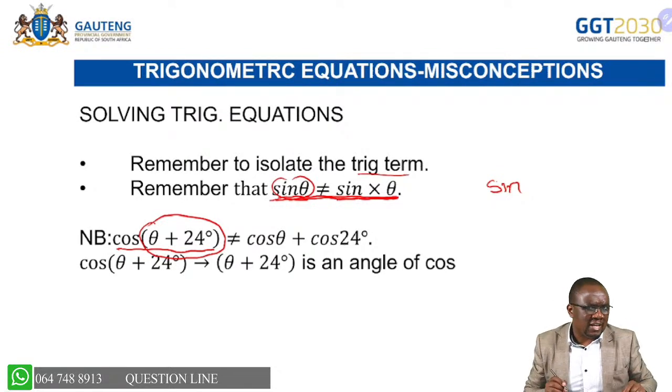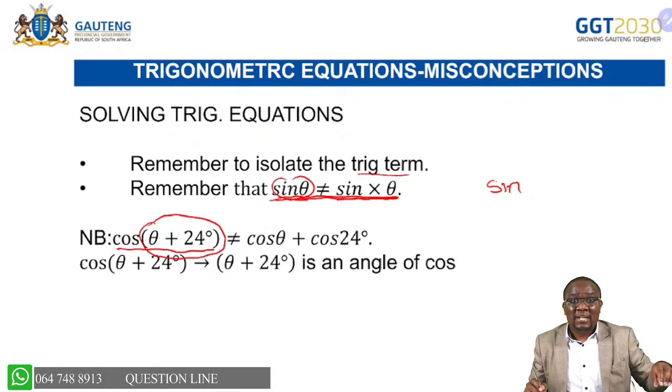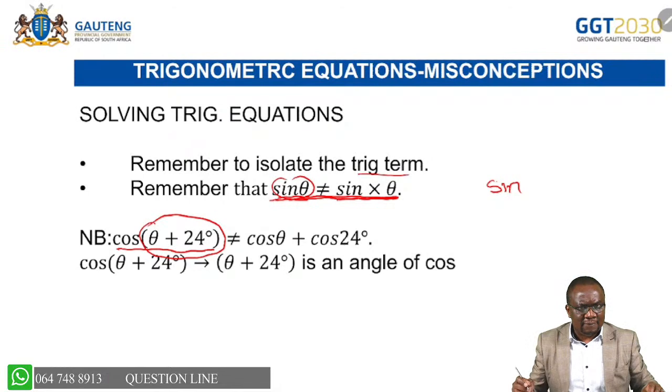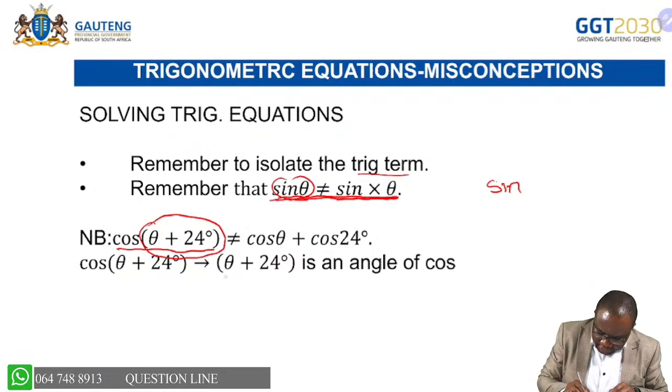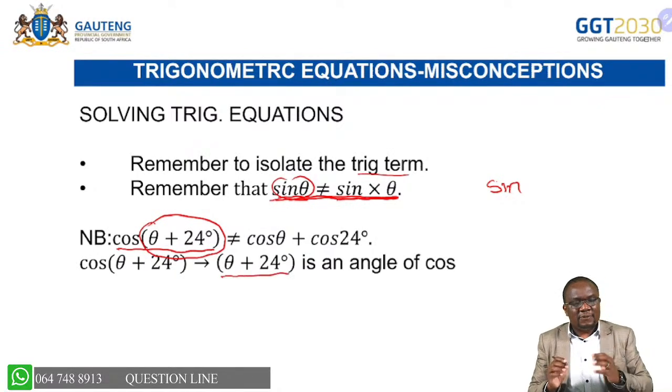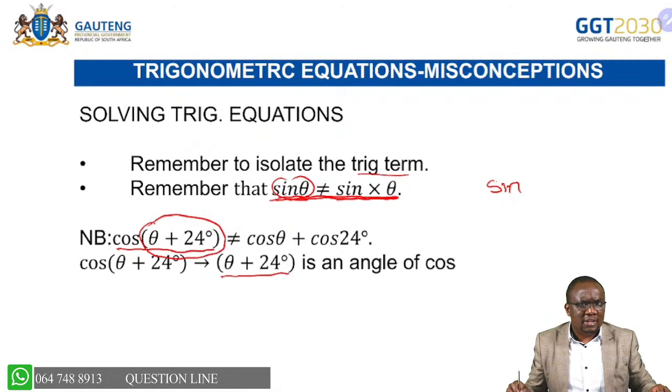Don't make that mistake. From grade 10, remember, you're starting your trigonometry in grade 10. Grade 11, there is trigonometry. Grade 12, there is trigonometry. I don't want to see this mistake till you write your matric examination, even after. Don't make those mistakes, okay, grade 10s? Right. Now, I've talked about this. Theta is the angle. Don't distribute the trig term.